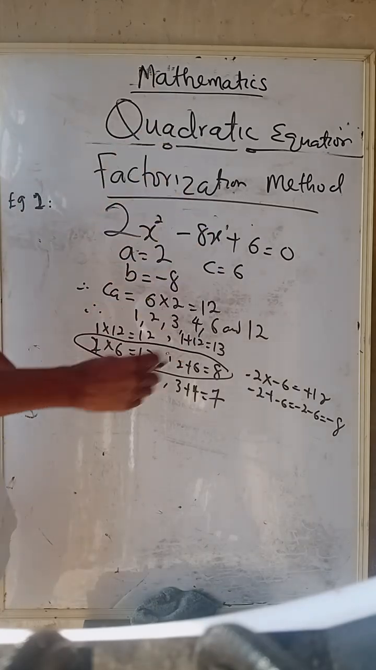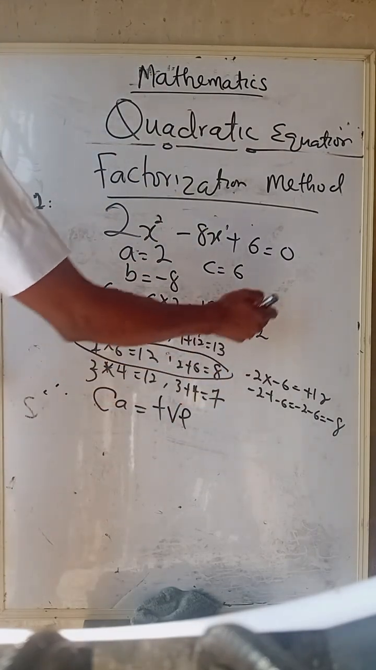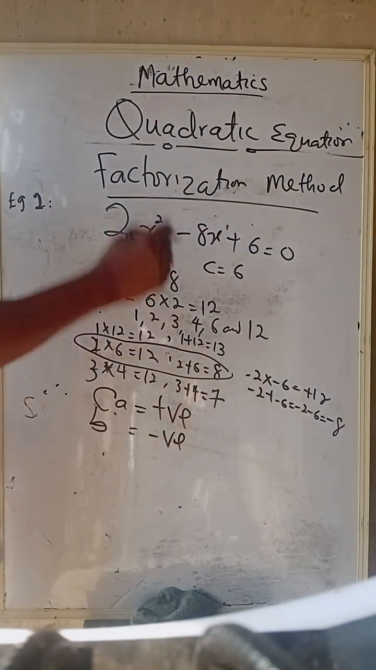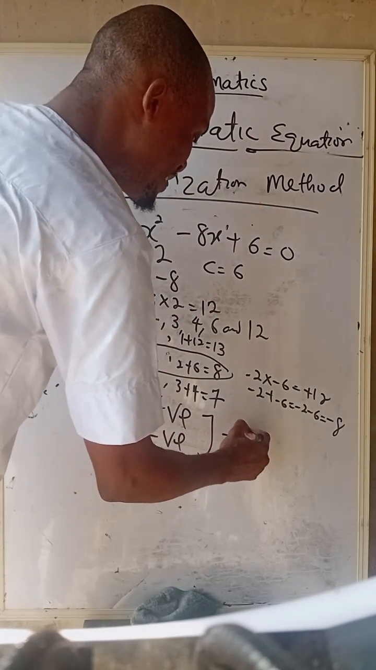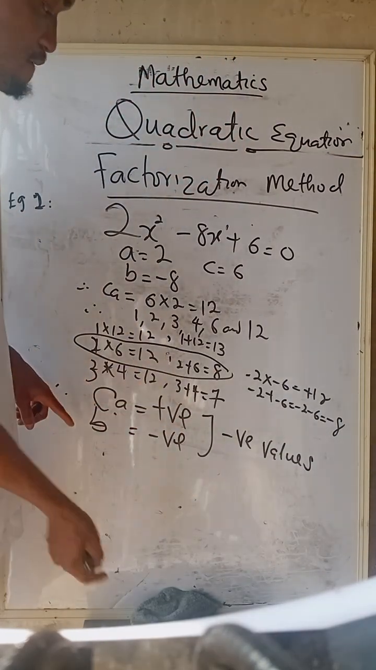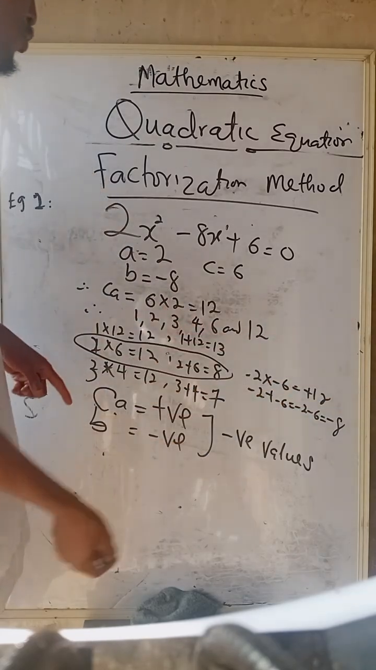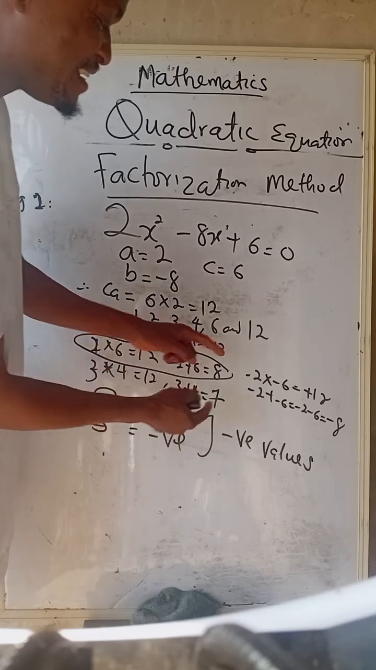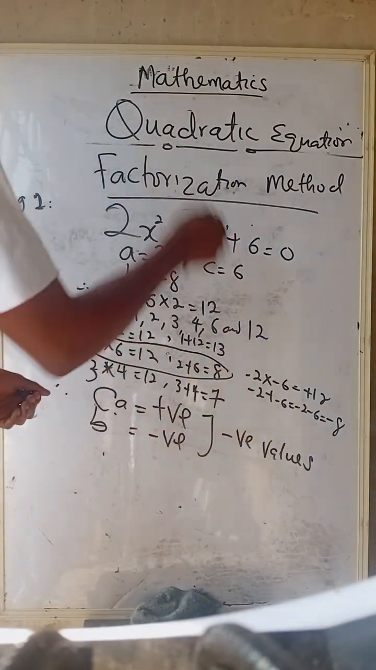Now you will see that for this one, it is -2 and -6 that are our factors. This now brings us to a rule. When your CA is a positive value, and your B is a negative value, then it means that the two factors you are going to use will be two negative values. Mind you, we're not going to insert it here.